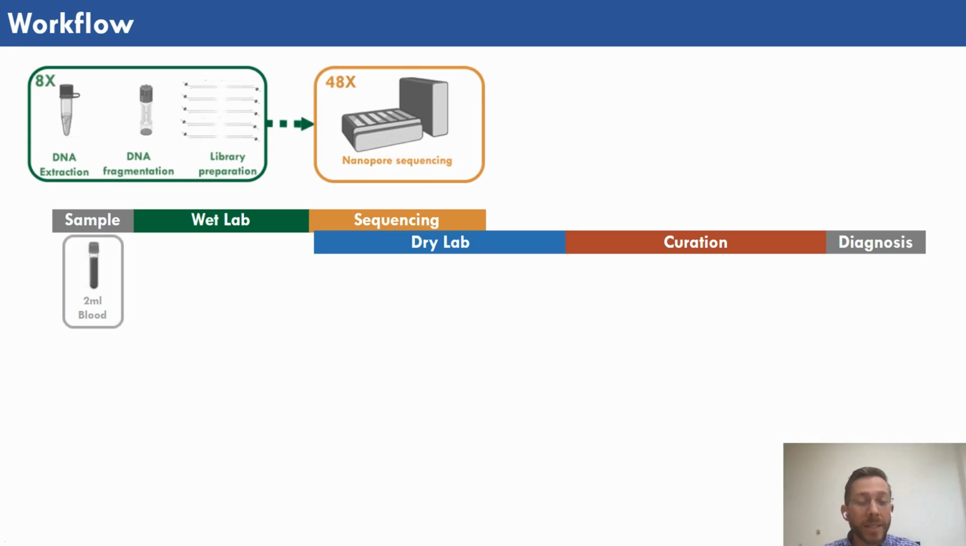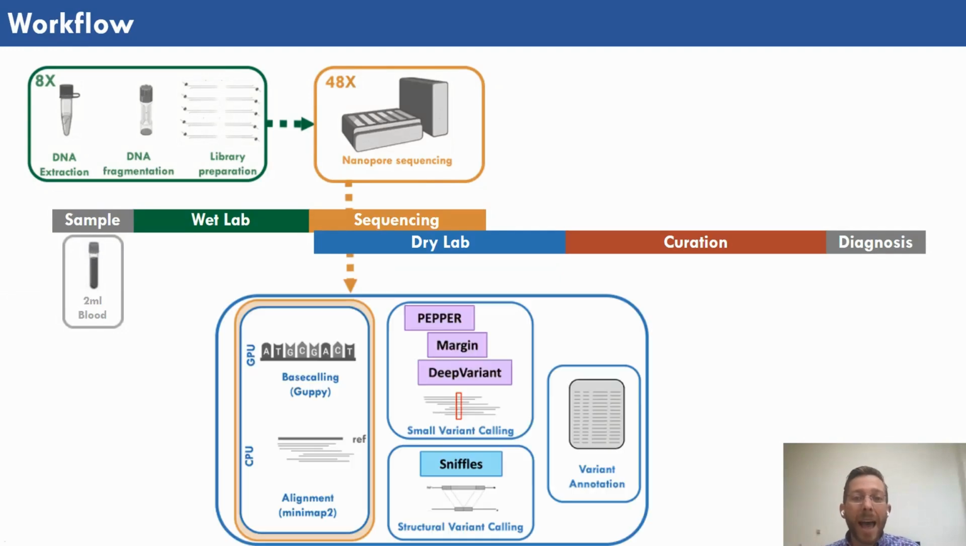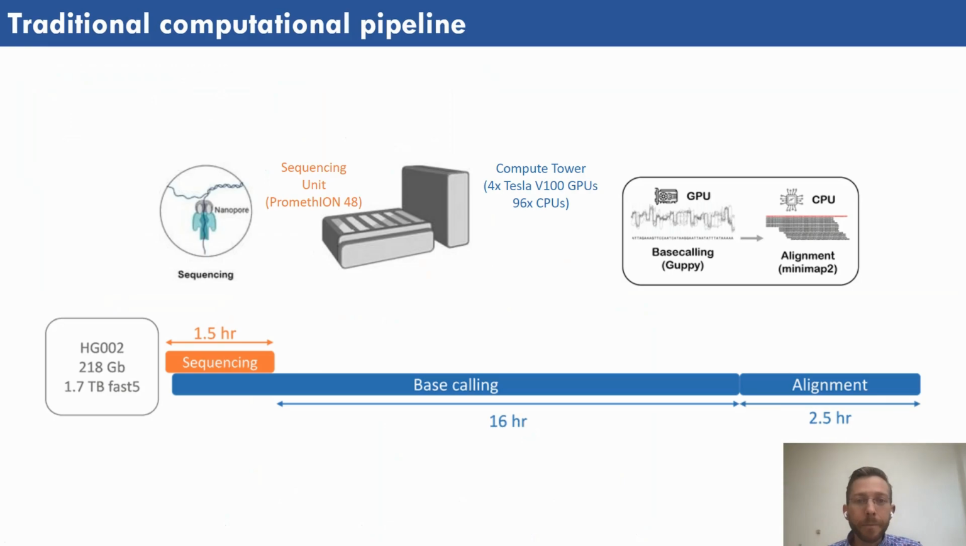So while we're sequencing, once the sequencing library was distributed over the 48 flow cells and we start sequencing, we then had to figure out a way to process this data as quick as possible. So we decided that we were going to upload this data to the cloud, and I'll talk more about why we decided to do that.